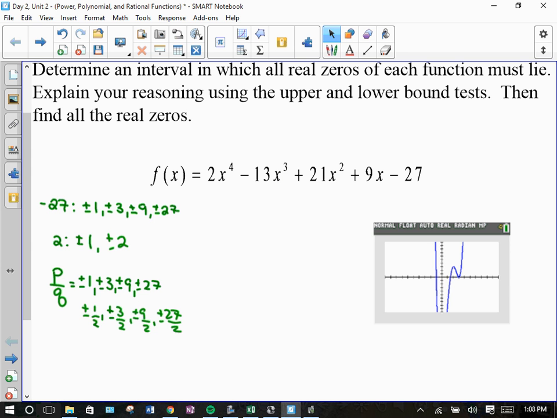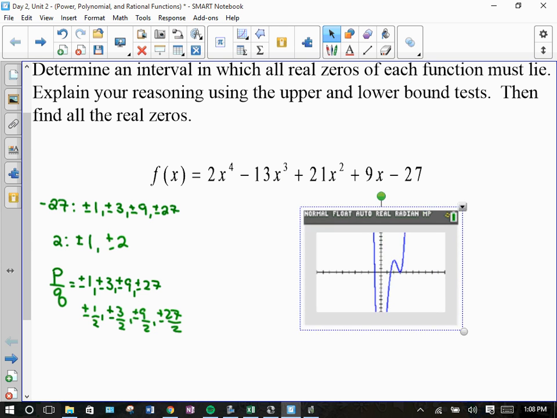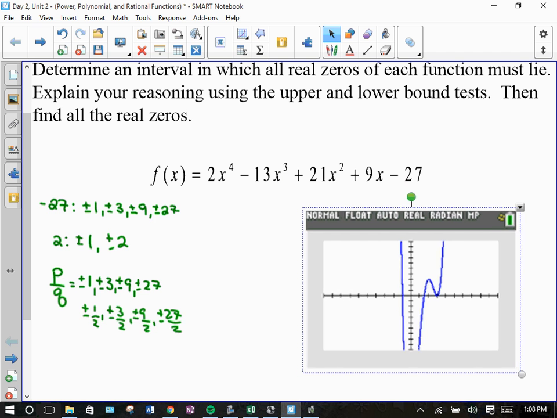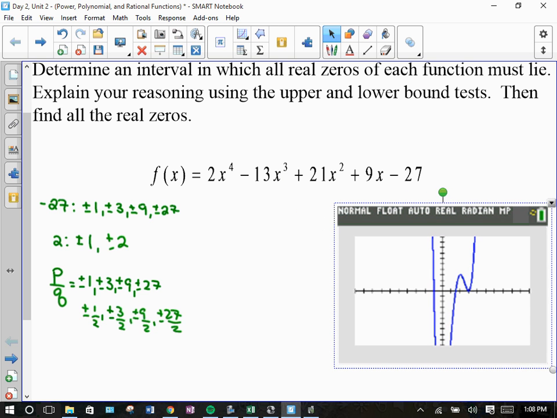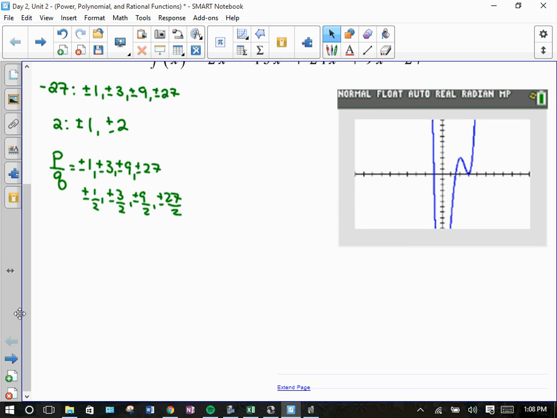So, at this point, you look at your graph, and if we look at this, it looks like we can see our lower bound and our upper bound. Our lower bound is looking like it's by -1. Our upper bound is looking like it's by +3. So we want to check that. All right. So we're going to show that all of our zeros fall in between that range.